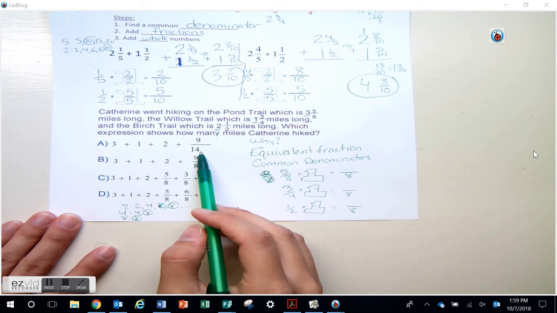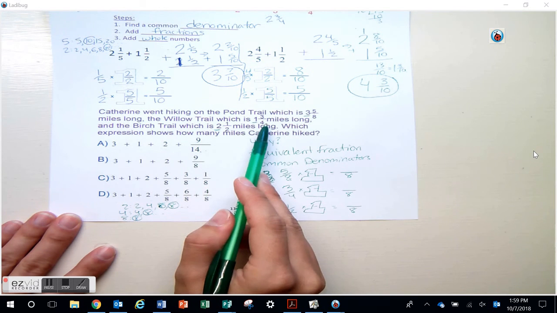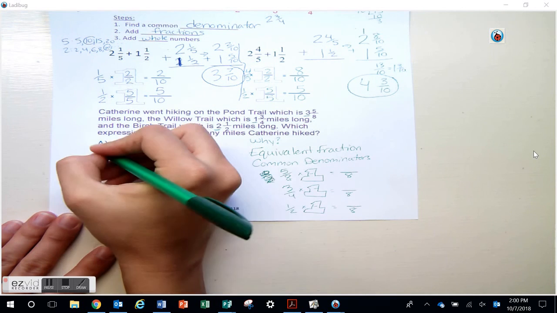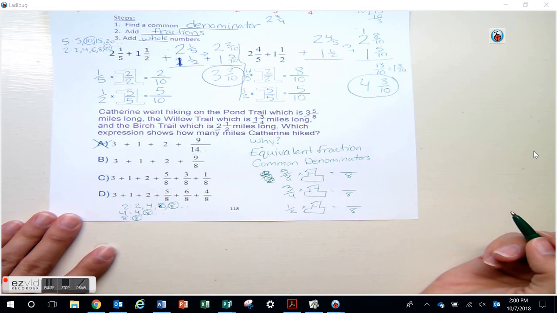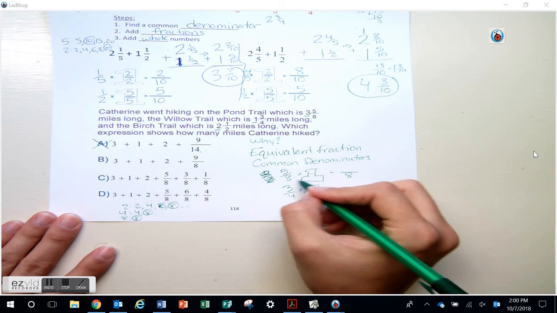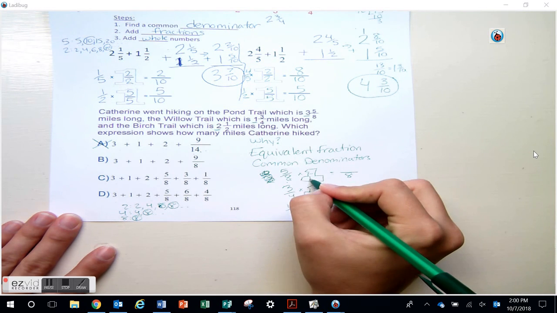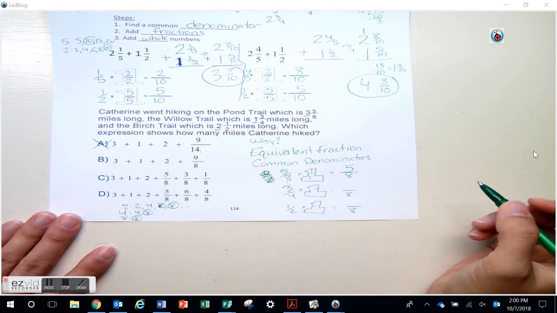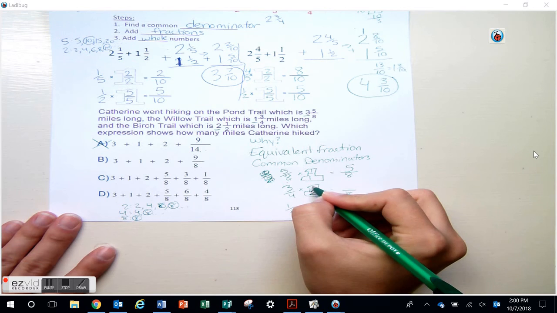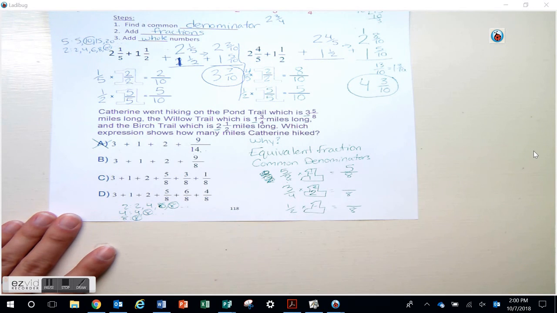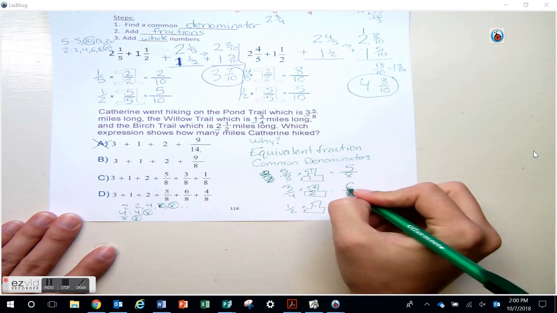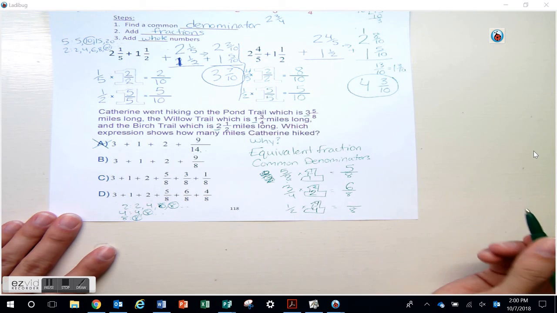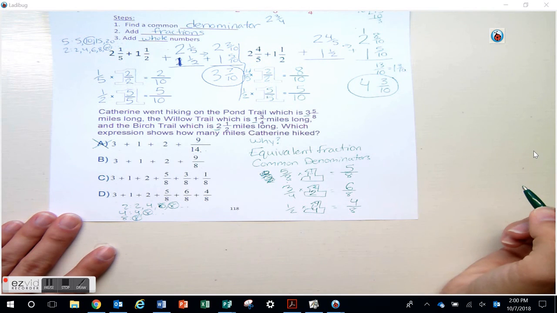Could I use 14? Well, 2 can multiply to be 14, but 4 cannot multiply by a whole number to be 14, and 8 cannot multiply by a whole number to be 14. So A is already out. Here, 8 times what is 8? Well, that makes it easy. 1/1 is what I'm going to use here, and that fraction does not change. 4 times 2 is 8, so I multiply my numerator by that as well: 3 times 2 gives me 6. 2 times 4 is 8, so I multiply my numerator by that as well: 1 times 4 is 4.